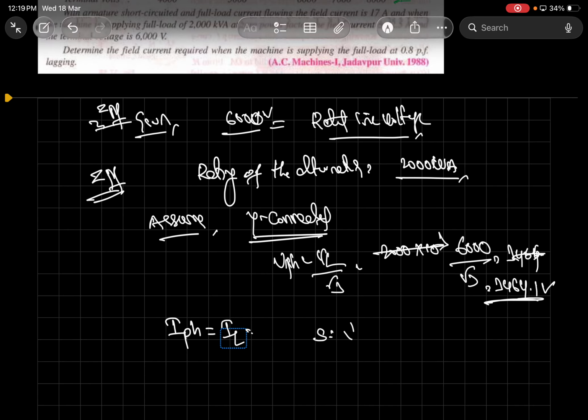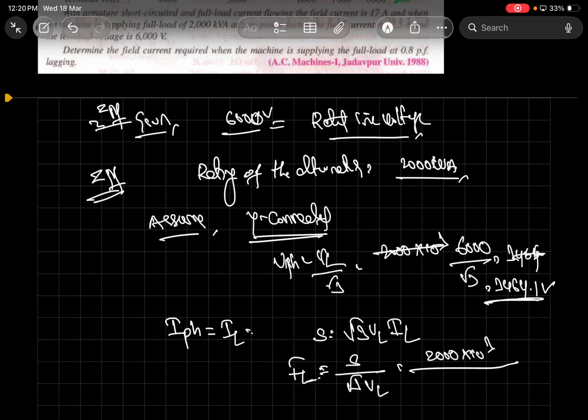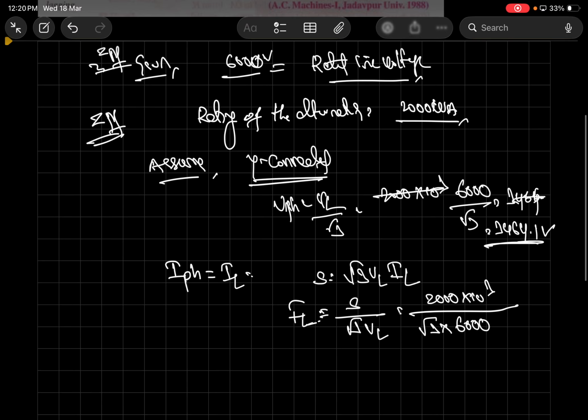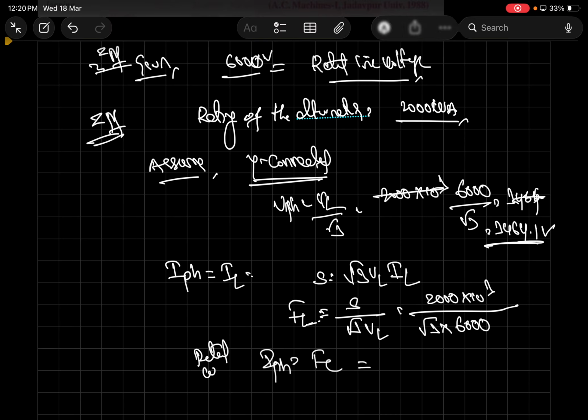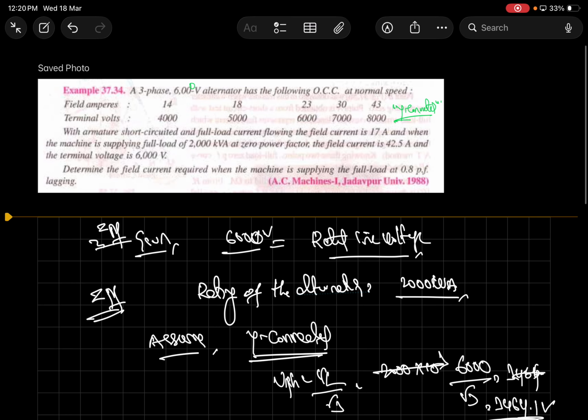We already know that S equals root 3 into VL into IL. From this, we can calculate IL. IL equals S by root 3 into VL. That is 2000 into 10 to the power of 3 by root 3 into, what is VL here? We got 6000 volts. So what is the corresponding IL or I phase rated current? 192.4 amps. This is what we have written from the value here.